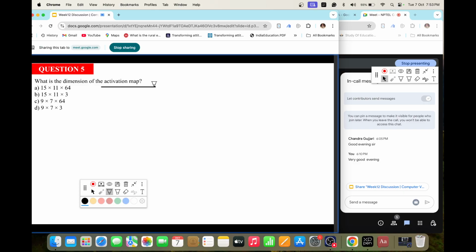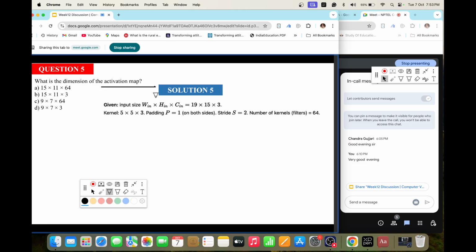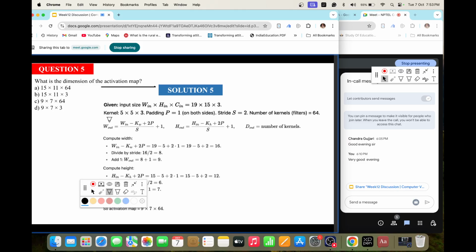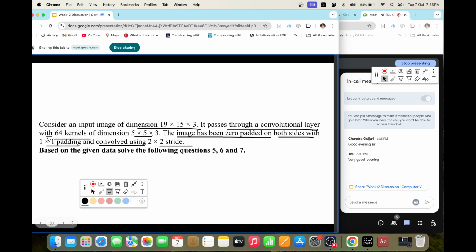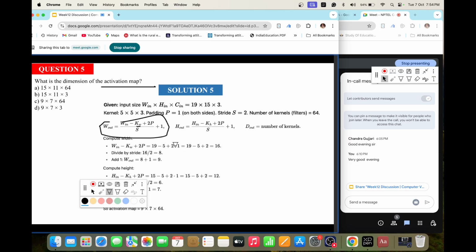That is the most important question, and I have told you how to calculate it. This is how we calculate it. Here the symbols can be different, but just understand it. W output is W input minus KW, where KW is the filter size, plus 2p, divided by s, plus 1. What is p here? P is 1, because 1 by 1 padding has been given, and stride s is 2.